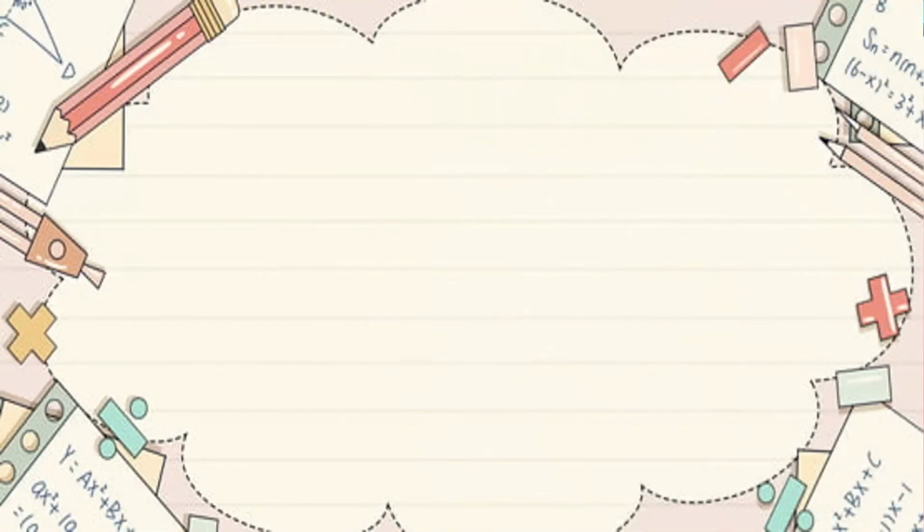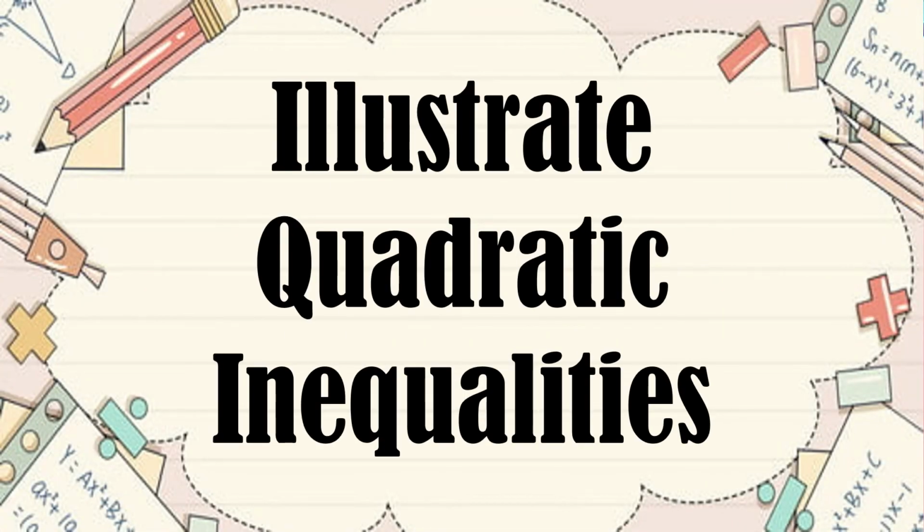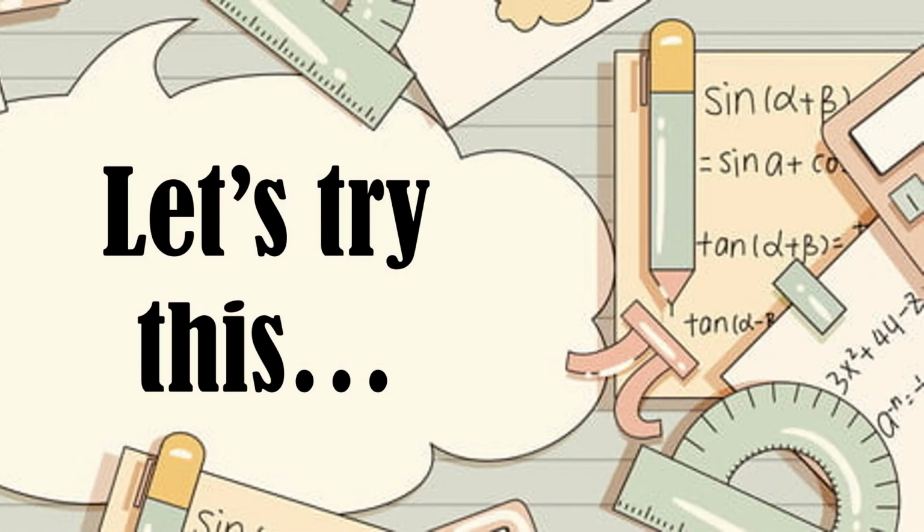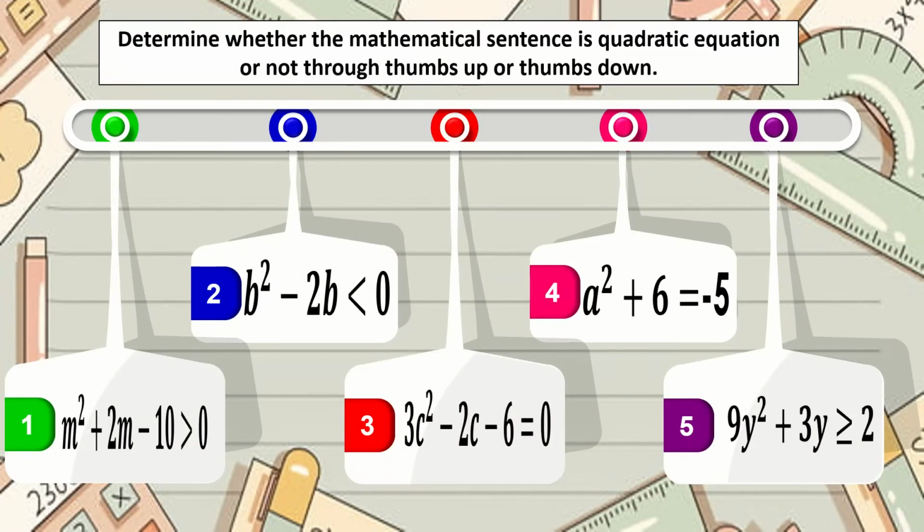For today's lesson, we have to illustrate quadratic inequalities. Before we start the discussion, let's try this first. Determine whether the mathematical sentence is a quadratic equation or not through thumbs up or thumbs down.